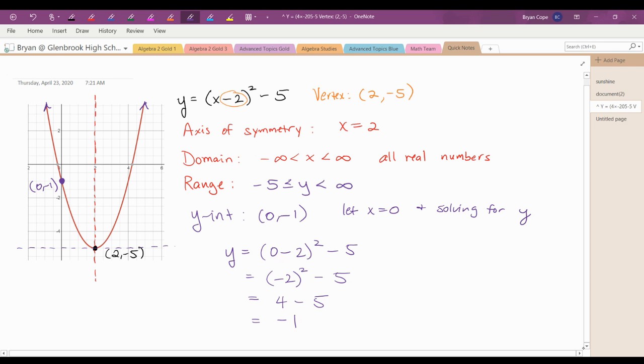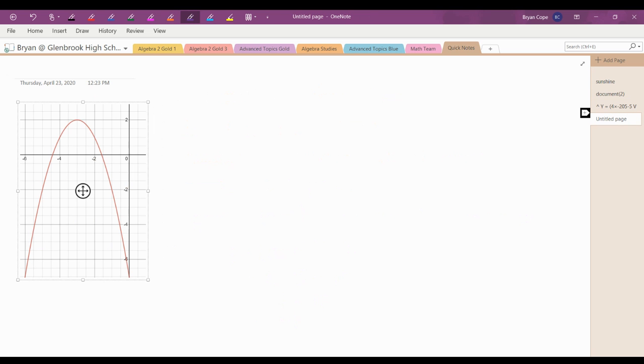Okay, those are really the main properties that I want us to be concerned about with a parabola when it's in vertex form. There's one other case I want to look at, and that's when the parabola is opening downward. So here's another graph, and I'll tell you the equation of it. This is y equals negative 1, the a value is negative 1, times (x plus 3) quantity squared. That squared indicates it's a parabola, a quadratic function. There's the vertex. The vertex is located at negative 3 comma 2.